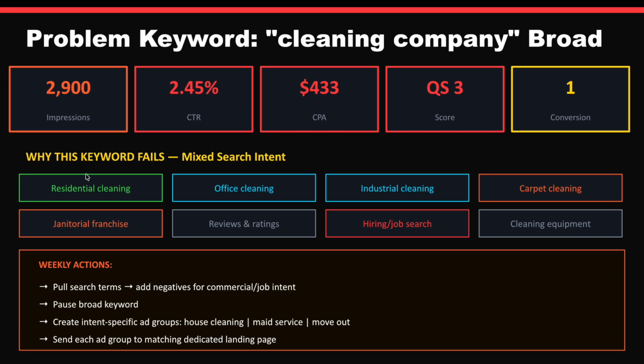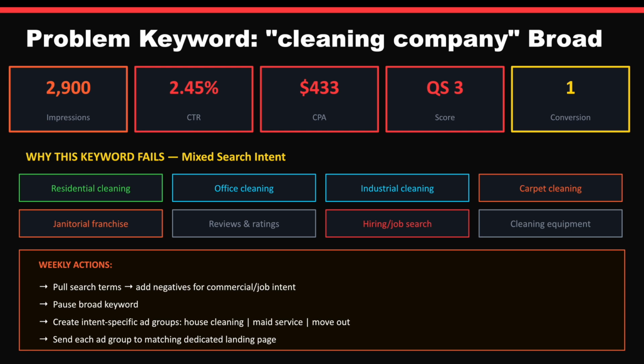Okay, so why is this happening? Look at the graph in the middle. When someone types cleaning company into Google, what are they actually looking for? Some want residential cleaning, some want office cleaning, some want carpet cleaning, some want janitorial cleaning, some want to buy a franchise, some are reading reviews, and some want industrial cleaning. So this is called mixed search intent. Your one ad cannot speak to all of these people at once, so nobody feels like the ad was made for them. Nobody clicks, and when they do click, the landing page does not match what they expected.